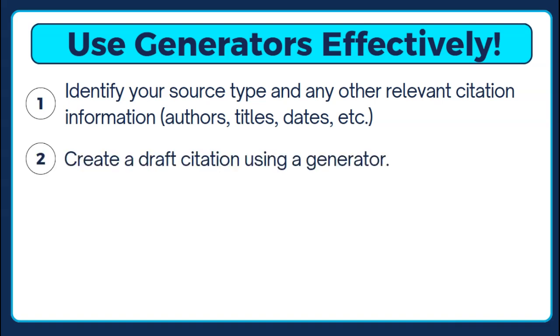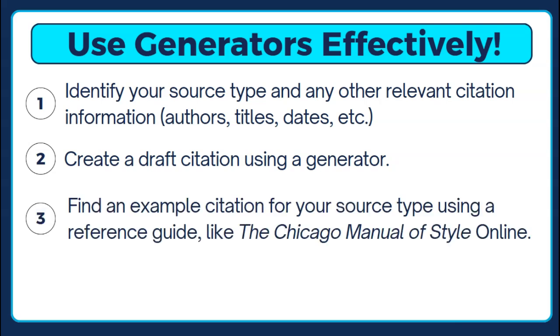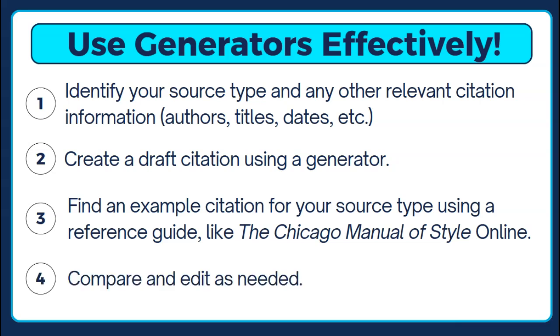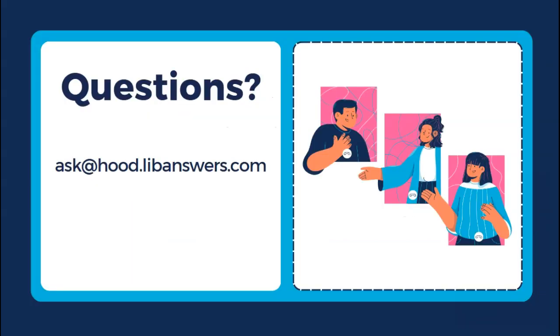You can use those to create a draft citation using a generator. But before you turn in your paper, you need to check that automatically generated citation against a reference guide, like the online Chicago Manual of Style, the Turabian Manual, or Purdue OWL. Make those edits and you are good to go. You should be able to find templates for citing almost any source using the Chicago Manual of Style, but if you get hung up, ask a librarian.